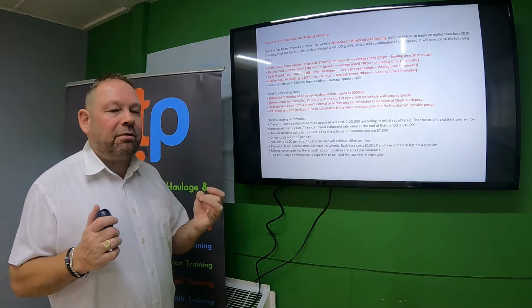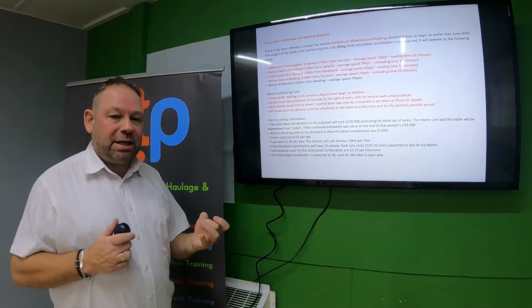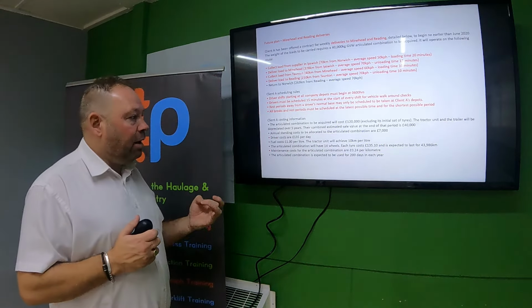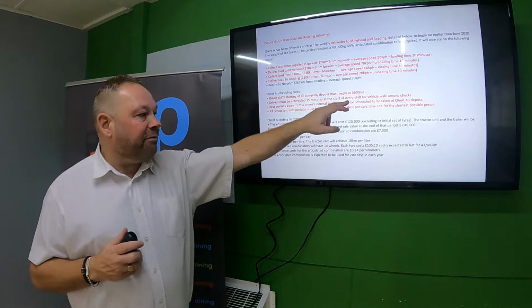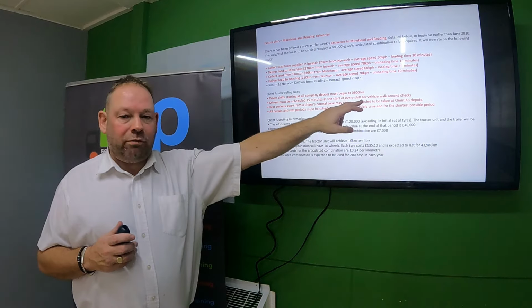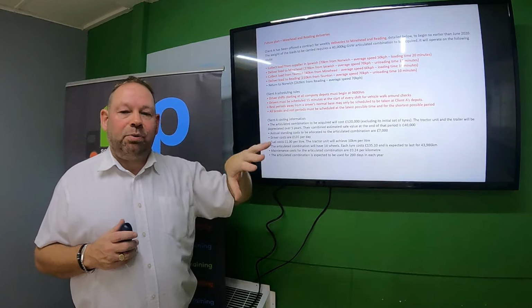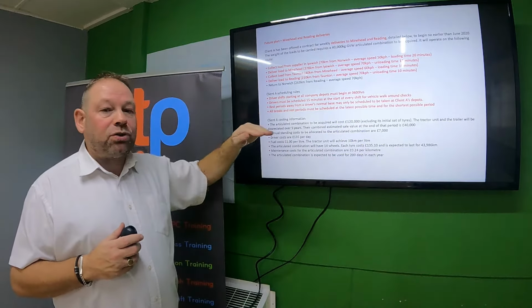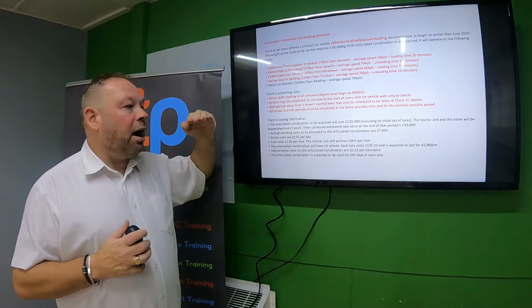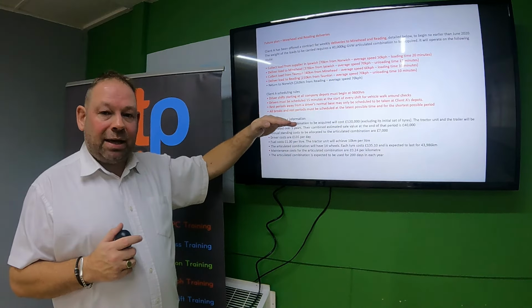Now, something else also springs to mind on this, doesn't it? Because we said earlier on about rest periods and potentially having to put a rest period in. This does say at the start of every shift, vehicle walk-round checks. So if we do have to put a daily rest period in, we've got to remember that we're going to need to put a walk-round check in.